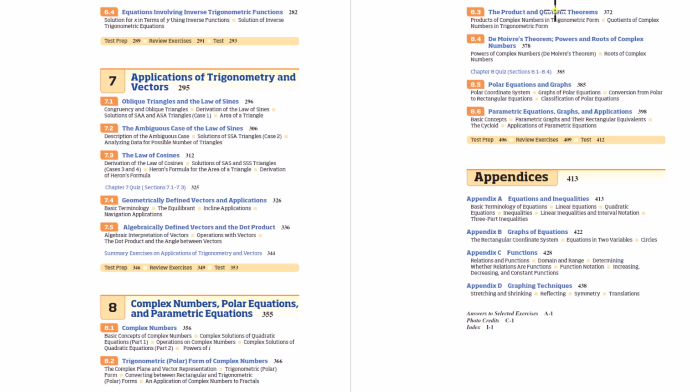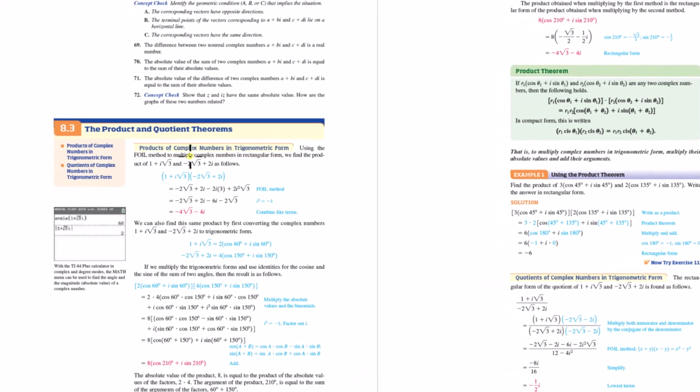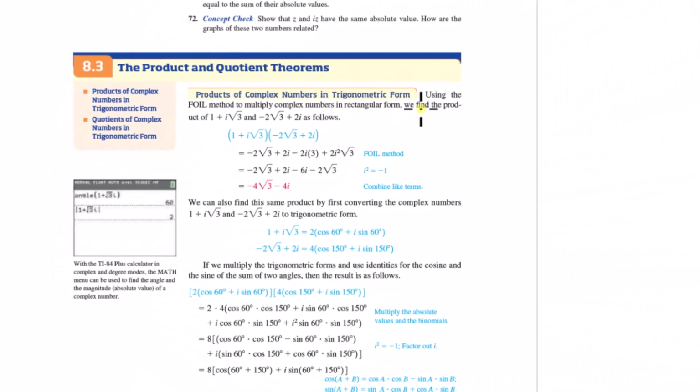So what we're talking about here is we already learned how to multiply and divide complex numbers, but we learned how to do this in the rectangular form. In this section, we're going to learn how to do this from the perspective of the polar form or the trigonometric form. Okay, so products of complex numbers in trigonometric form.